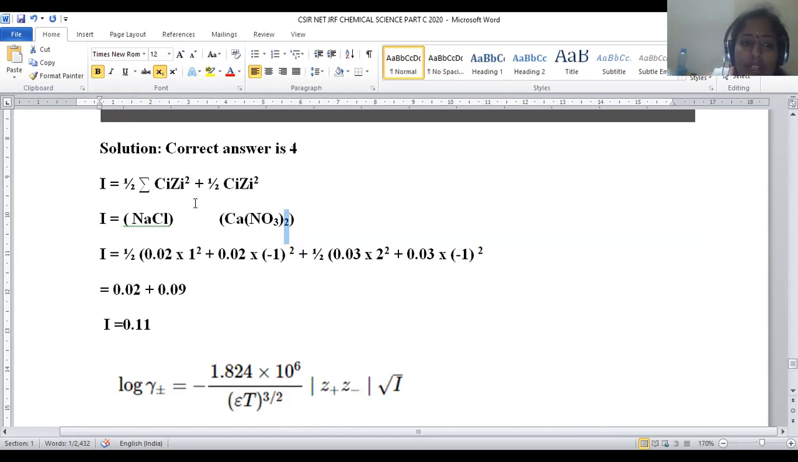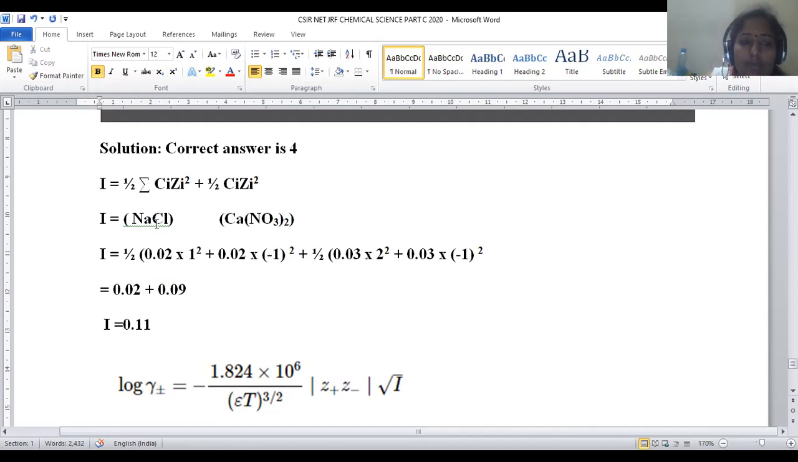So Zi square should be taken. That's why 1 square we are taking. Plus, then what is the negatively charged ion here? That is 0.02 should be the concentration of chloride also. So this first term belongs to what? Sodium. Then second term belongs to what? Chlorine. Right, now let us apply the same thing here.